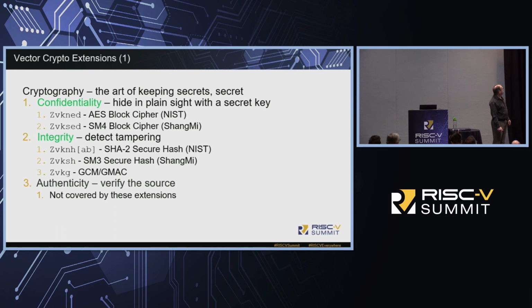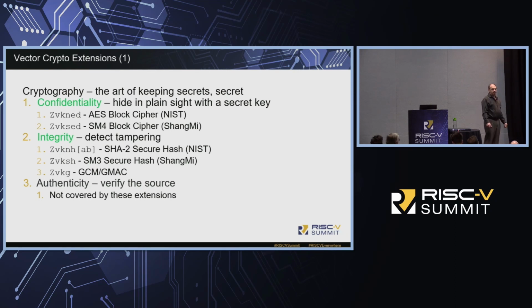So we have two sets of extensions for different types of block ciphers for confidentiality. The first one is ZVKNED. I'm not going to read all of the names. You can read them. I'll just go to what they are. So that's AES block cipher, and that's defined by NIST, used in the United States and other countries. And then we also support SM4 block ciphers, and that's part of the Chinese Shangmi standard.